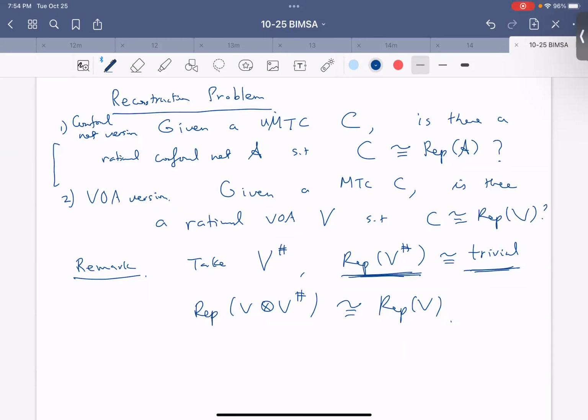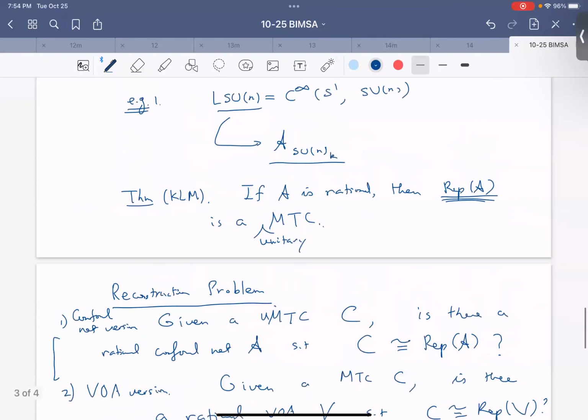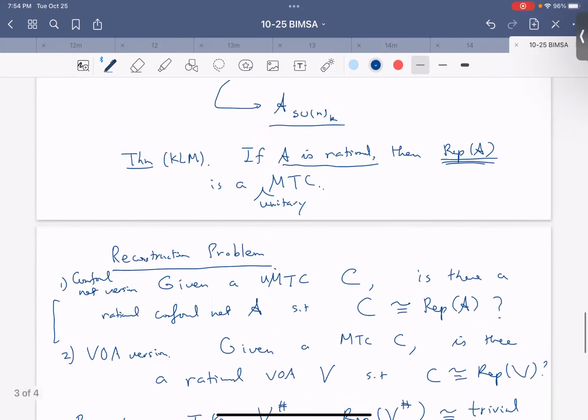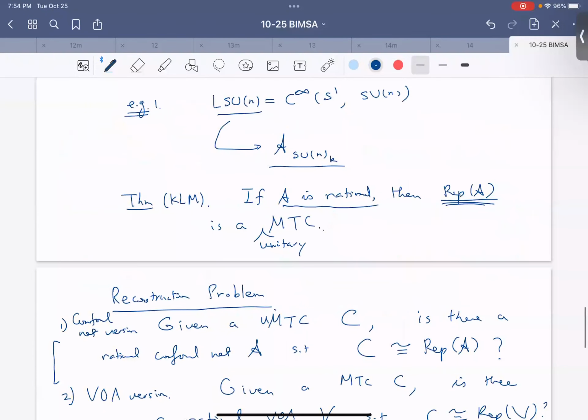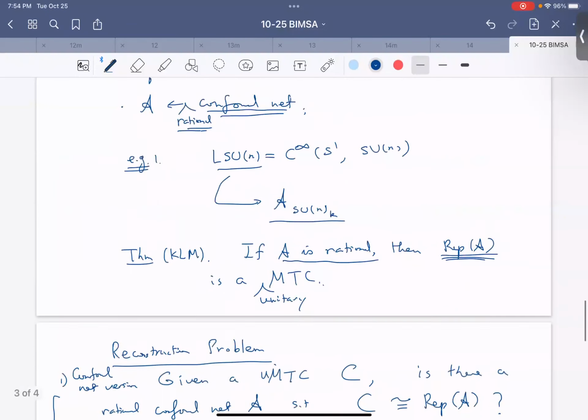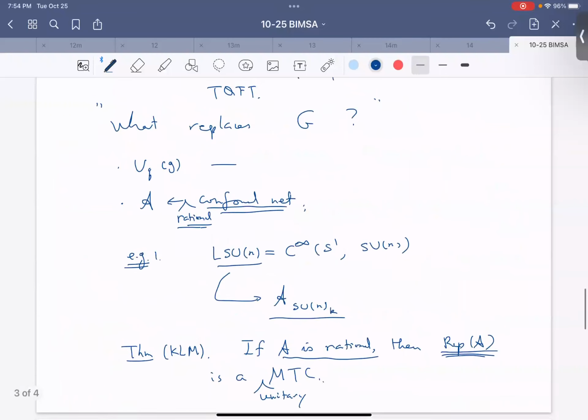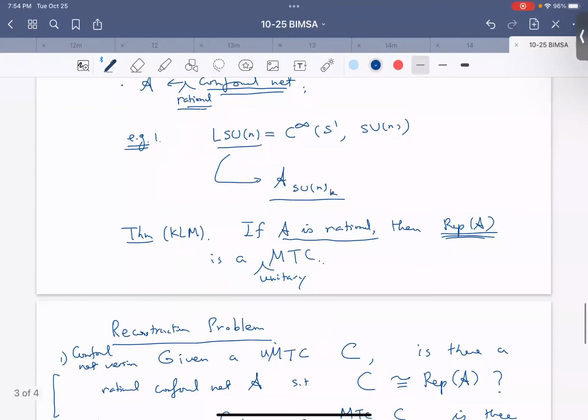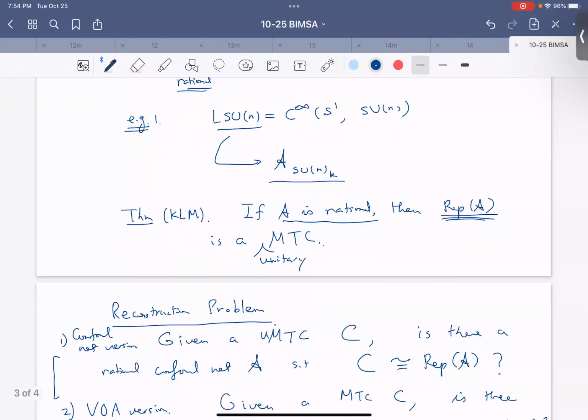Okay, so I hope the problem itself is clear, provided you know a little bit about the rational VOA or the rational conformal net. I didn't quite have time to discuss the definition of rational conformal net. Question. Yes, please. Can I think of this conformal net as like a Wilson loop?